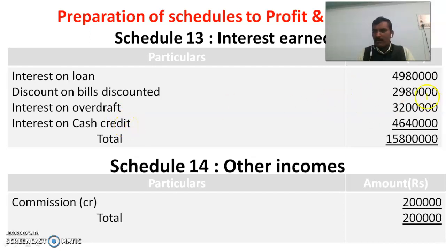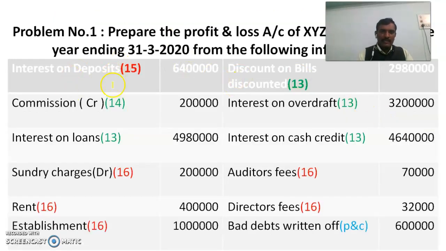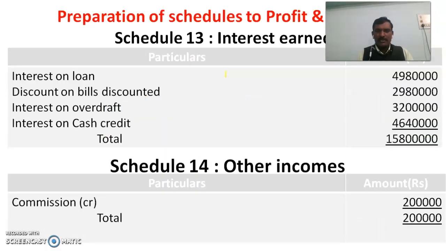So the total of all these 4 items is rupees 1,58 lakh. This is the total of schedule number 13 and is taken to the profit and loss account in the respective column. And now how to prepare schedule number 14. As per the given information, we have only one item, that is commission as other income, which should be taken under schedule number 14. There is no other item given in this problem, so we have to take that commission only in other income under schedule number 14. So the total of schedule number 14 here is rupees 2 lakh.